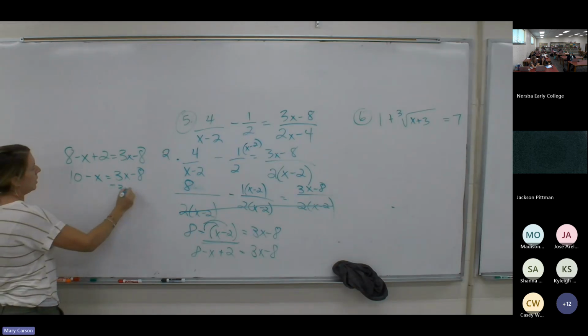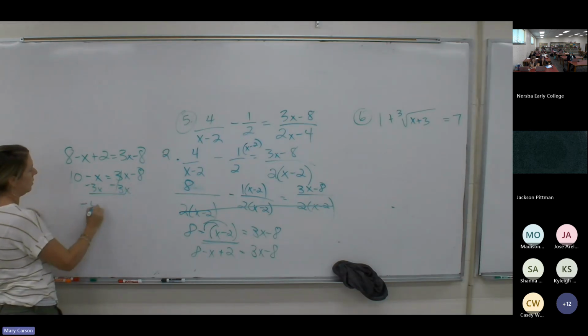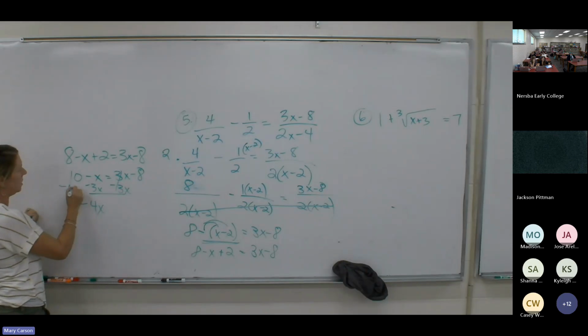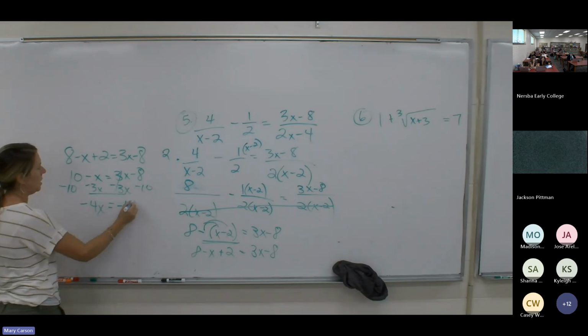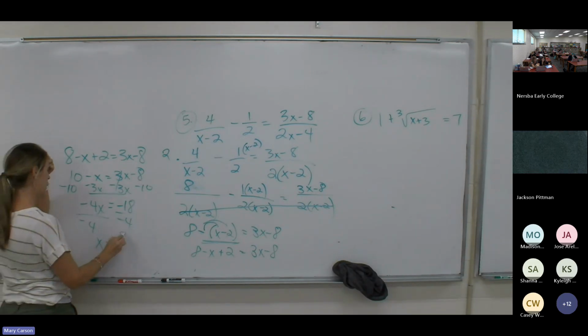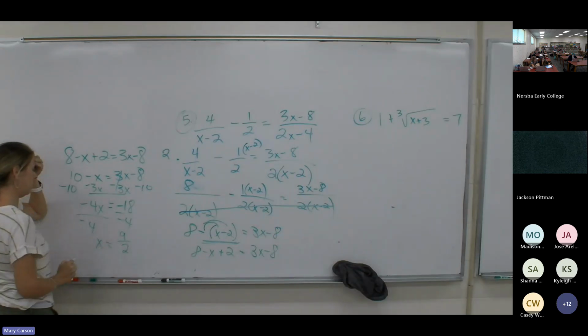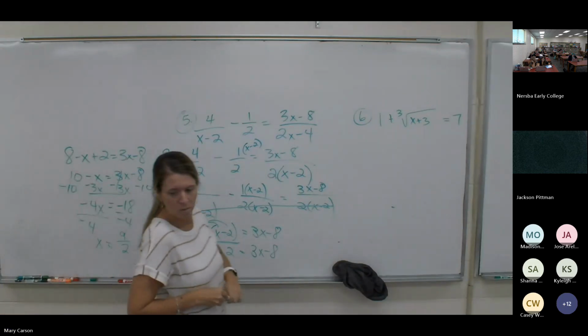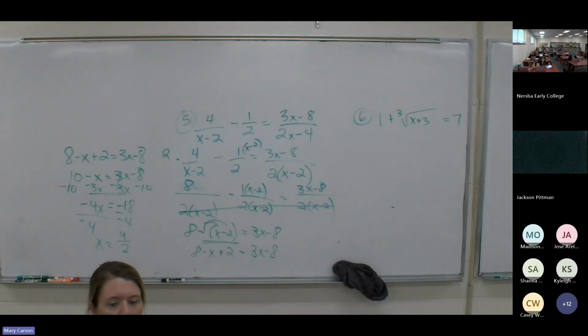I'm going to move the 3x over. It's going to be a negative 4x. I'm going to move this 10 over. It's going to be a negative 18. And then divide by negative 4, and we get x equals positive 9 over 2. Let's check my answer. Yep, that's correct. Positive 9 over 2. Questions on that one? Let's go back over rational equations.